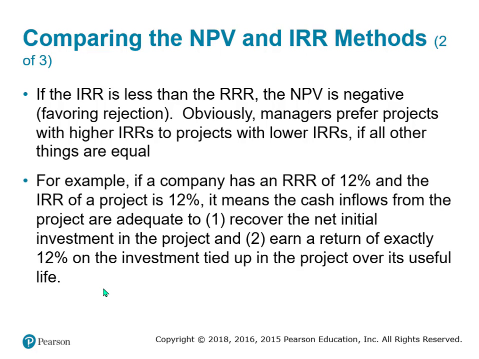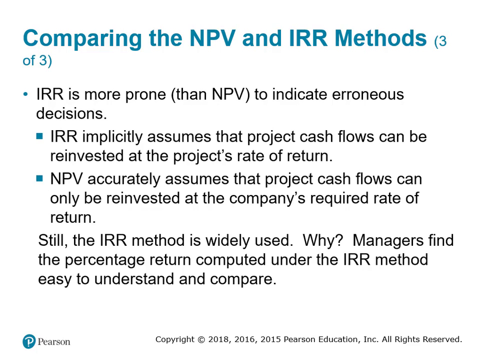I think we need to look at some more. The internal rate of return is more prone than net present value to indicate erroneous decisions. See, and this is what I mentioned before, the IRR implicitly assumes the project cash flows can be reinvested at the project's rate of return, not necessarily. So it's slightly overstated. And net present value accurately assumes that project cash flows can only be reinvested at the company's required rate of return, which is a little bit more conservative.